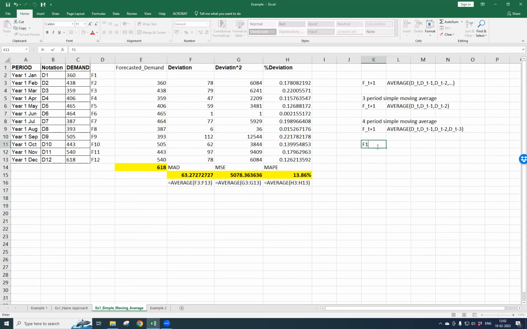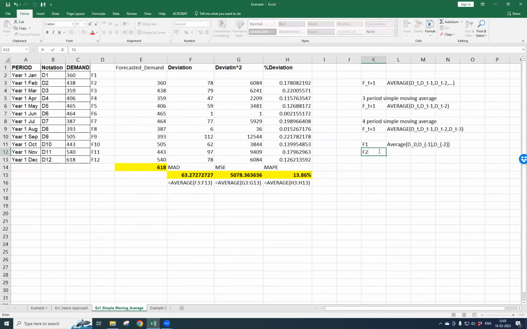If I have to calculate F1, just substitute the values. So if I have to calculate F1, as you can see, the formula in here to calculate F1, t happens to be 0, right? So substitute the values over here. So this becomes average of D0, D minus 1, and D minus 2. Right? Now we said that we don't have D0, neither do we have D minus 1 and D minus 2.